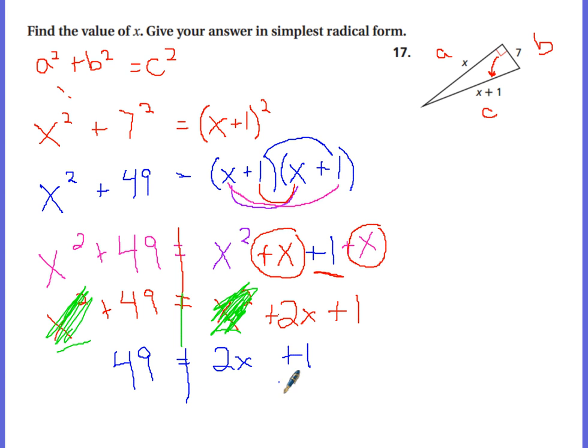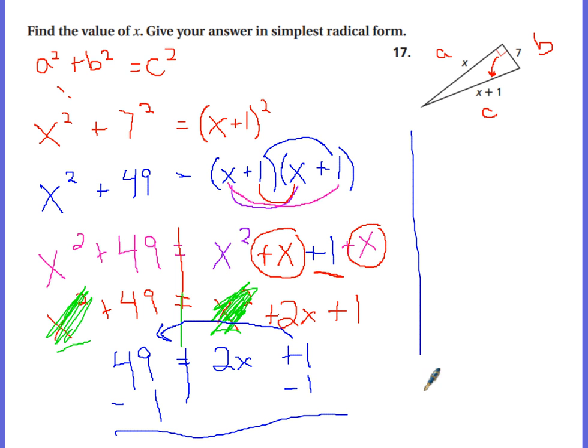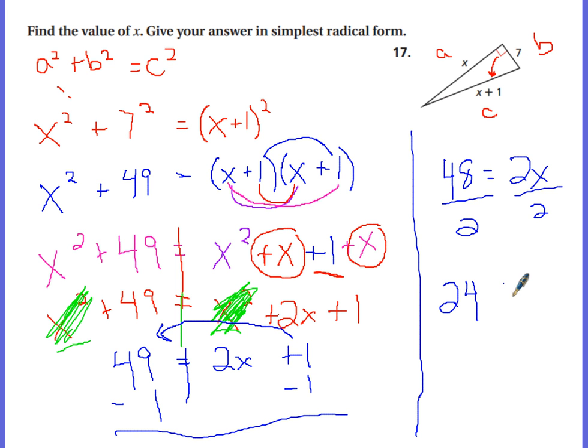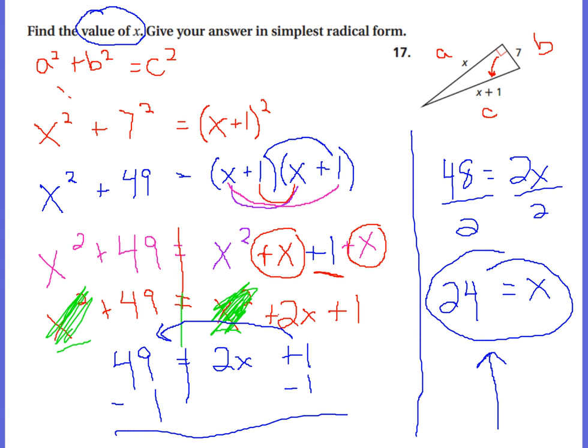Now I can just solve it like regular. Minus 1, that's going to take this 1 and move it over here. So now 49 minus 1 is 48 equals 2x divided by 2. 48 divided by 2, that's 24 equals x. Okay, so awesome. 24 equals x. They asked me to figure out what was x. I did that. So yay me, there's my answer.